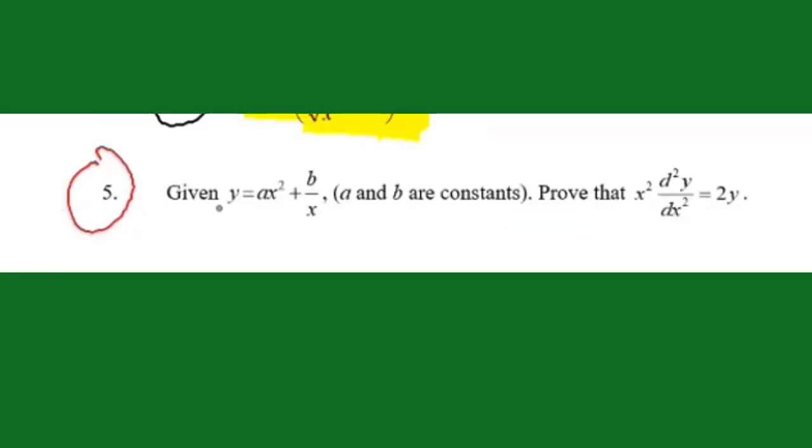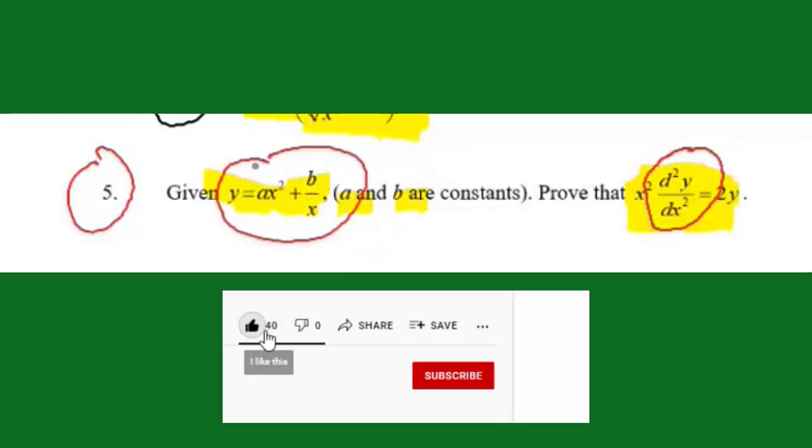Number 5, given A and B constants, prove that this one is without A, without B. So here this is the second derivative. You need to find d squared y over dx squared, which means you need to differentiate twice. First is to get dy dx, second is to get d squared y over dx squared. So we discuss number 5.